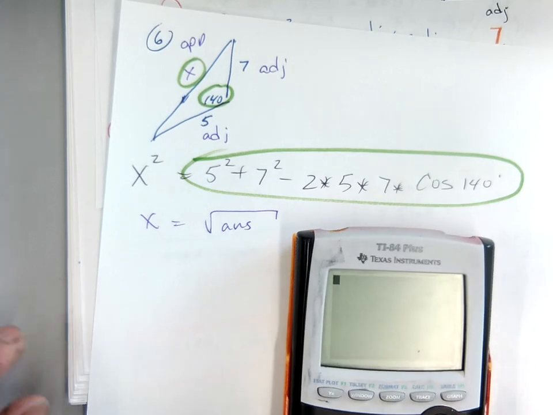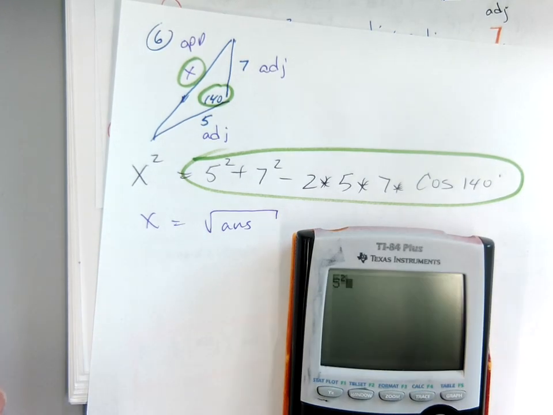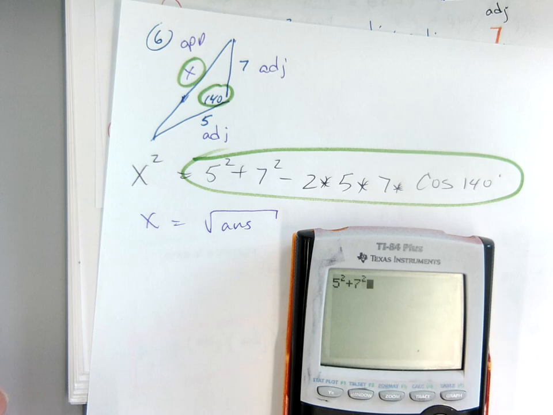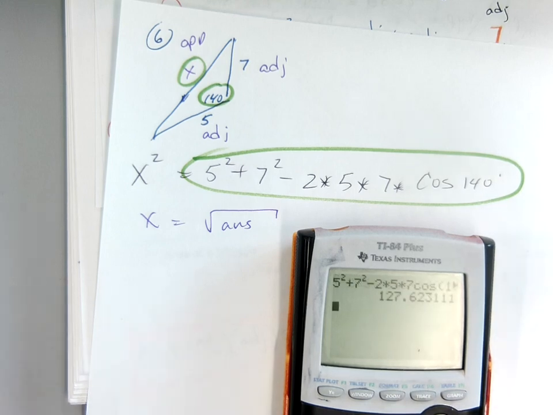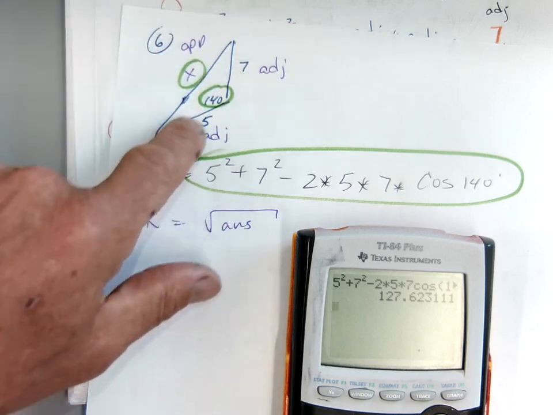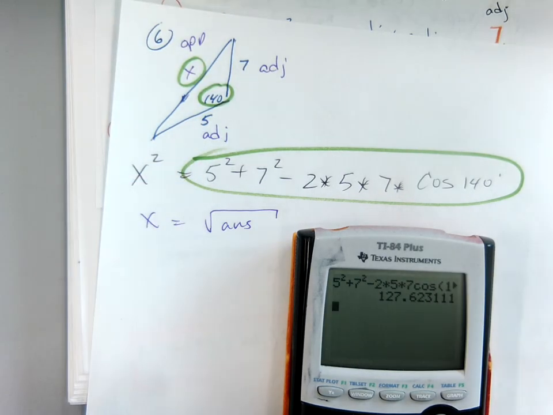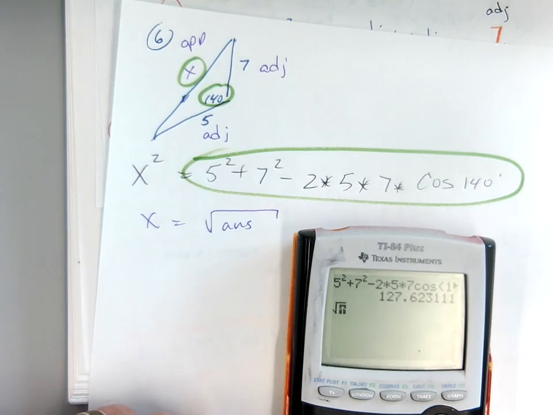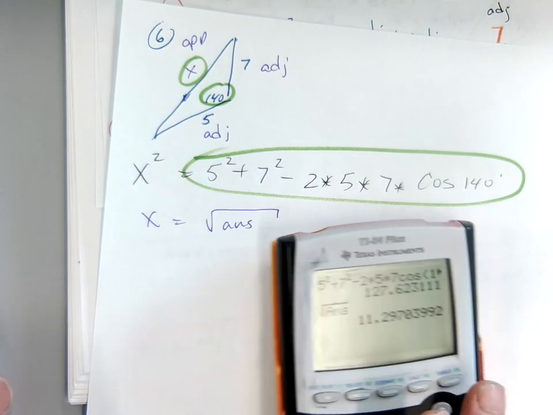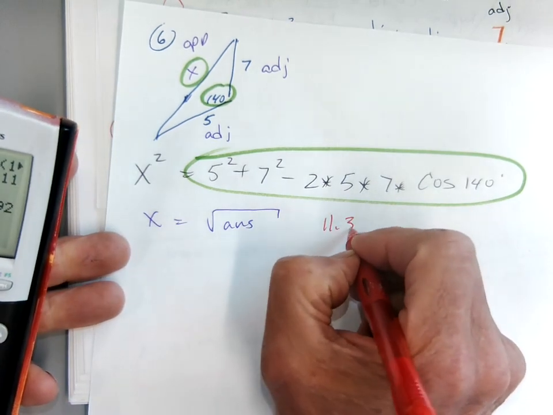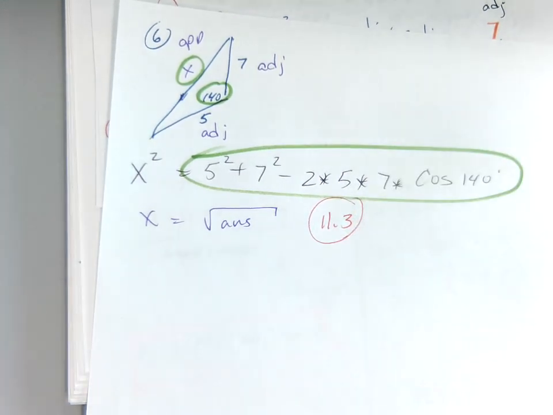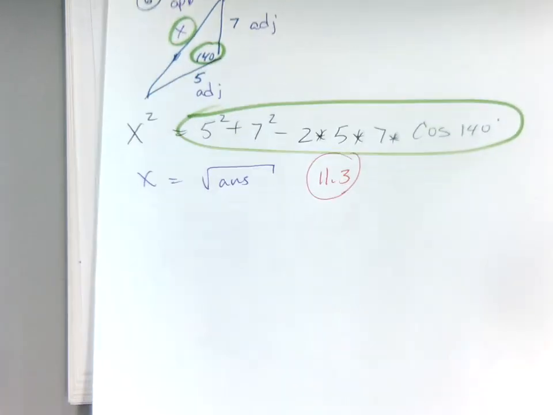All right, so I'm just going to type the numbers in. It's a long formula, but no big deal because I'm just going to go 5 squared plus 7 squared minus 2 times 5 times 7 times the cosine of 140, okay, and I get an answer. Now that answer can't be 127 if those are 5 and 6, but if I take the square root of that, 11.3, that makes sense. Okay. How am I doing? Okay, good.